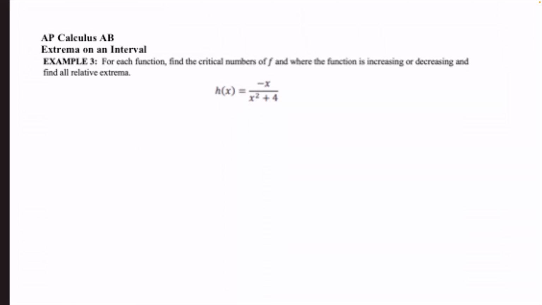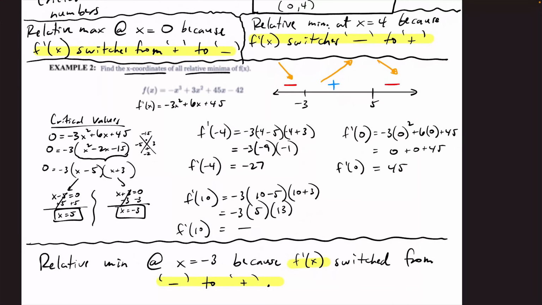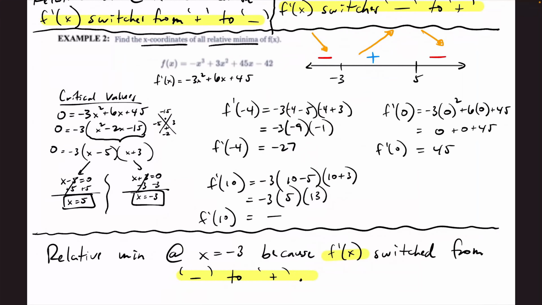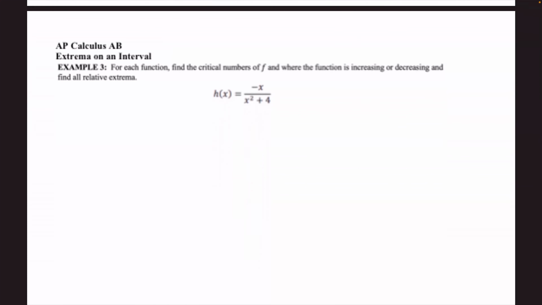The previous problem, don't we find the x coordinates? We only need to find the minimum. So the x coordinates, right? X equals -3. Yeah, that's the x coordinates. Go back to your thing. We'll find the y later.